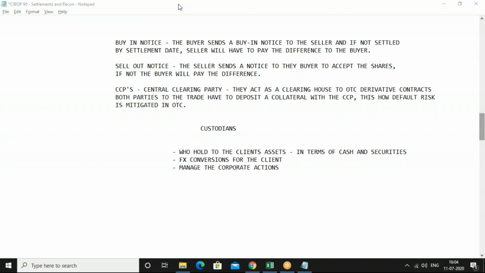Now let's say that they have 1,000 shares of company ABC and they do a stock split. So it's the role of the custodian to manage the corporate action. So these are some of the roles that a custodian plays. They hold the client's assets, they do FX conversions for the clients, and they manage the corporate actions. Take a minute, write this down, and then we'll move on to the last bit.